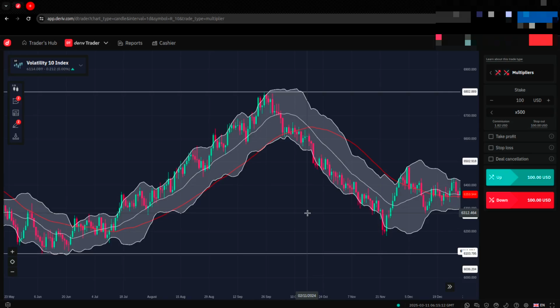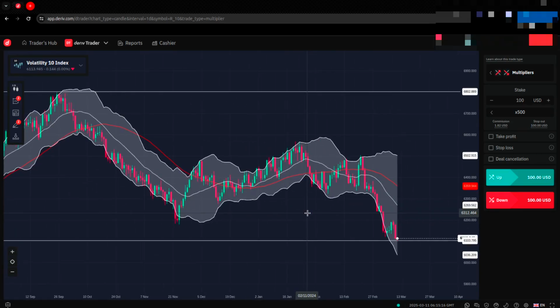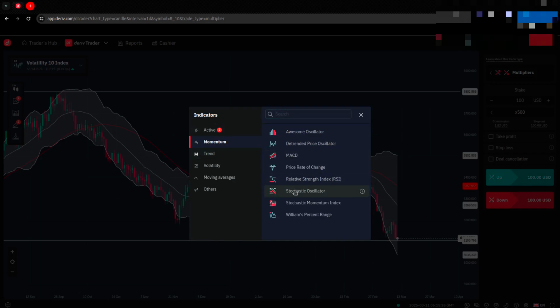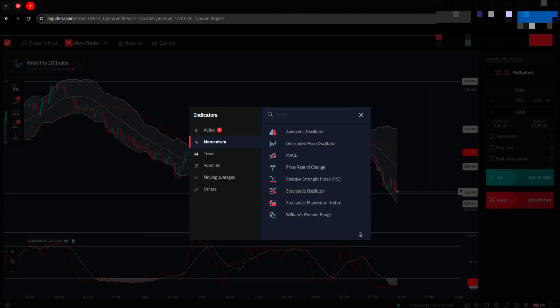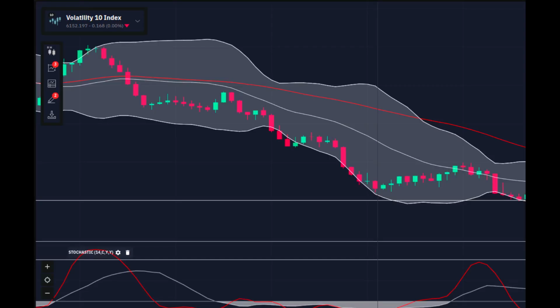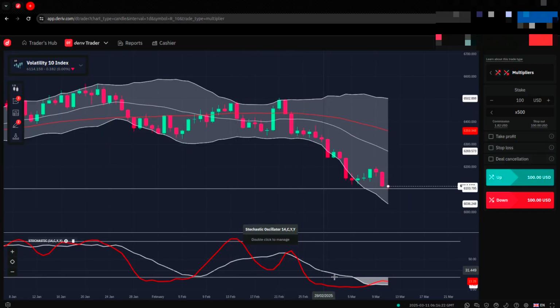And since we're using top-down analysis, I'll introduce the stochastic oscillator in the 1-day chart and move down to lower time frames. Click on indicators in the sidebar, then click on momentum and select stochastic oscillator, which will appear at the bottom of the chart. I'll then check for overbought or oversold conditions, starting from the 1-day chart, then the 8-hour chart, the 4-hour chart, the 2-hour chart, and so on.